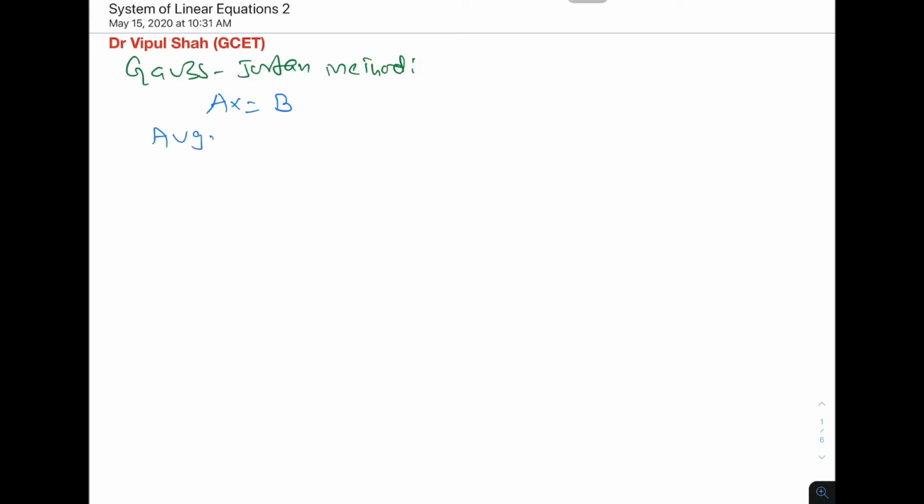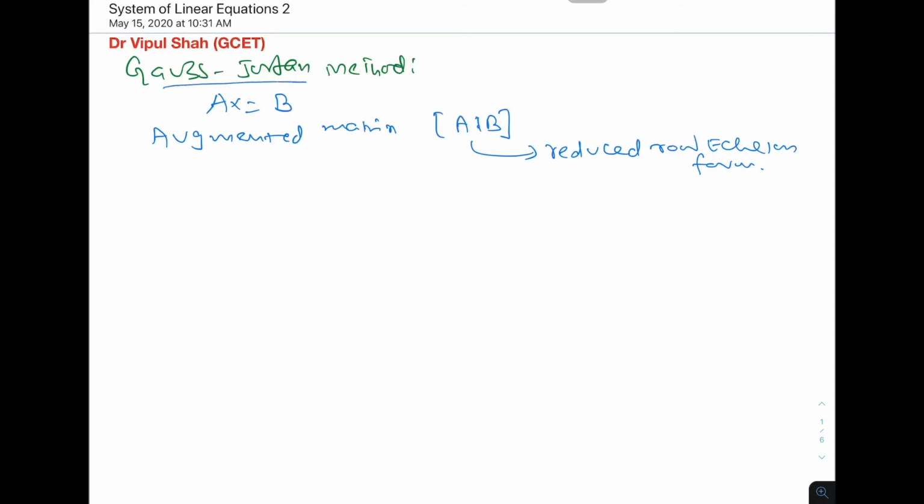So form the augmented matrix, and from that, convert this matrix to reduced row echelon form, and solve the system. Okay, so this is a very simple way. In Gauss elimination method, we convert that augmented matrix into the echelon form, row echelon form. So let us begin some examples.